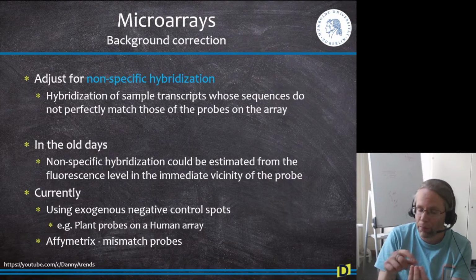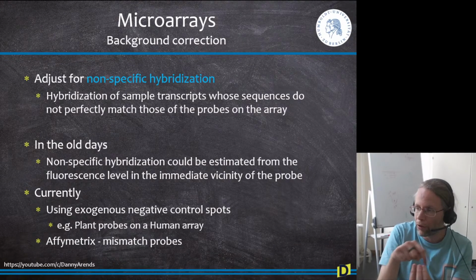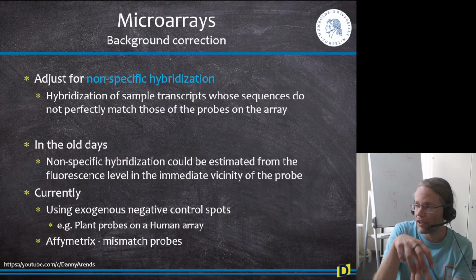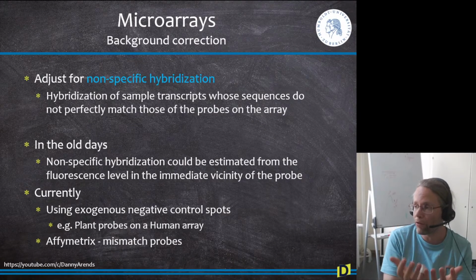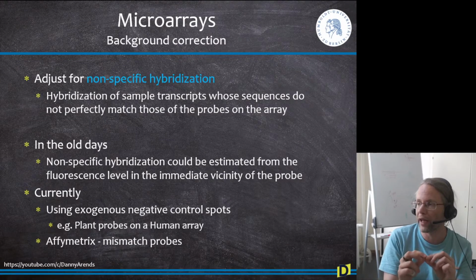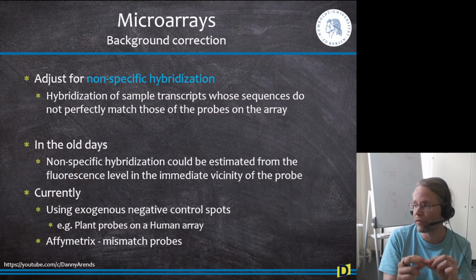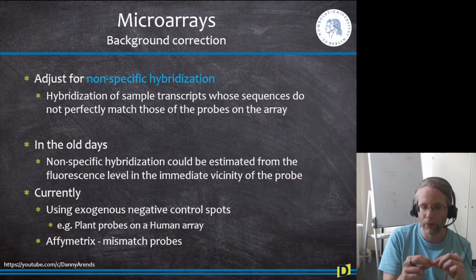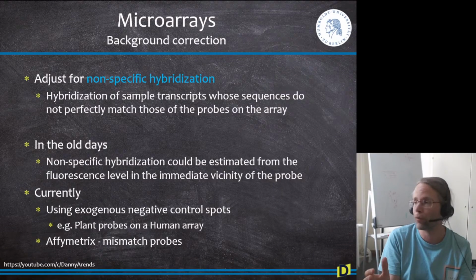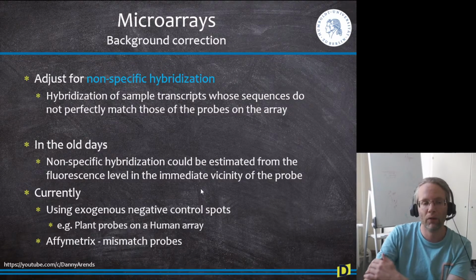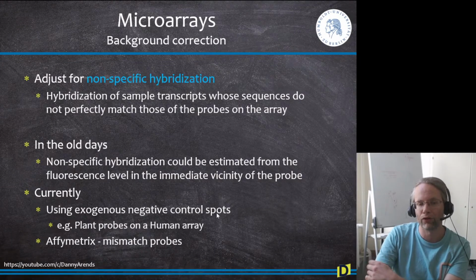So you would just look at the probe, and then you would look around the probe, and you would see what kind of intensity was surrounding the probe. But you can't do that anymore because these spots are so tiny at the moment, and so close together, that you cannot get an unbiased estimate of the effect. Right? So what we nowadays do, because we now have 200,000 probes on a single 1 by 1 centimeter plate, we use exogenous negative control spots.